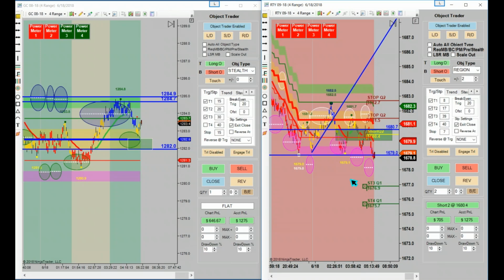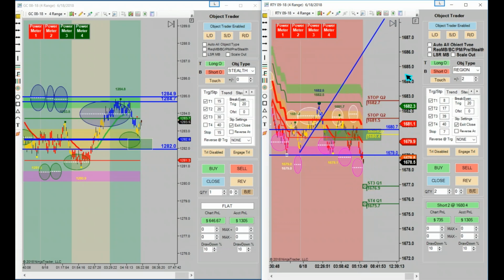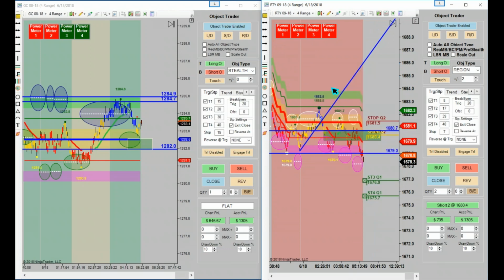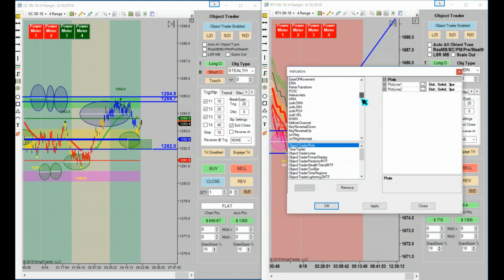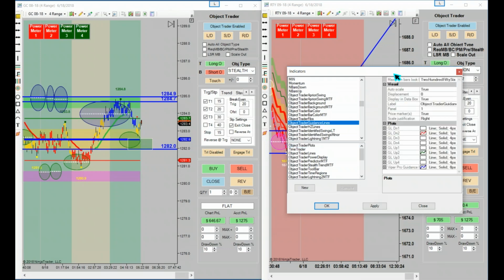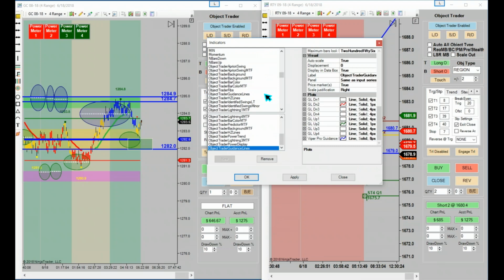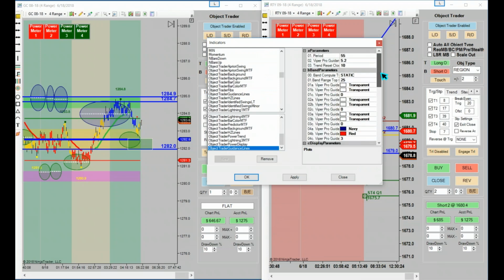Basically, what you do, see this particular one is 48 ticks from top to bottom, bottom to top. But we do have one called Object Trader Guidance Lines. This particular one, I won't put it on, but I'll show you how it works. You can actually choose, for instance, that's a band range from top to bottom of 25. That's a 50 tick. If you wanted it to be 64, you just change that to 32. That's how easy you can do that.